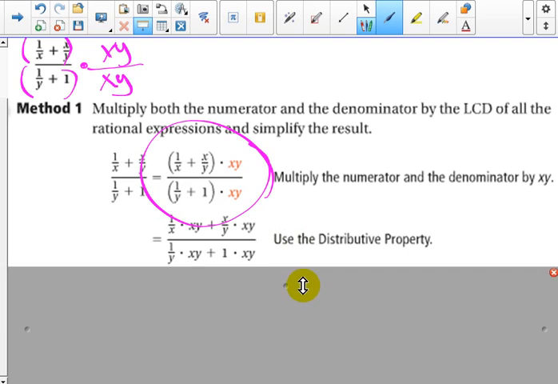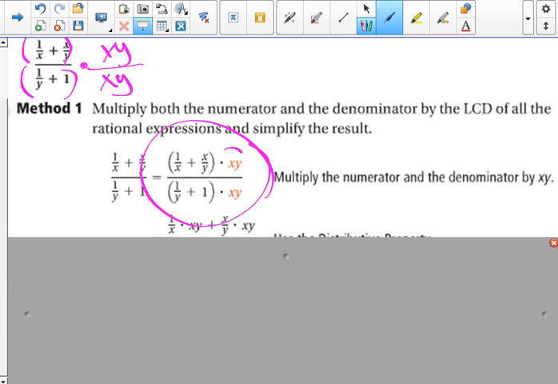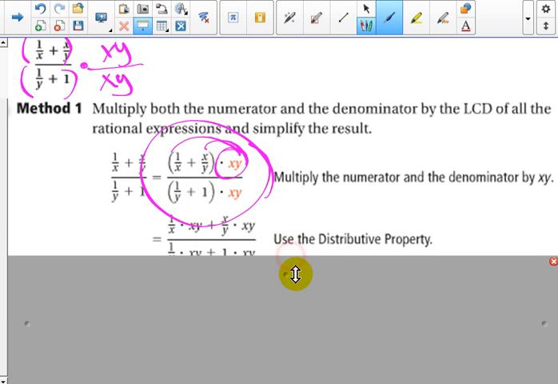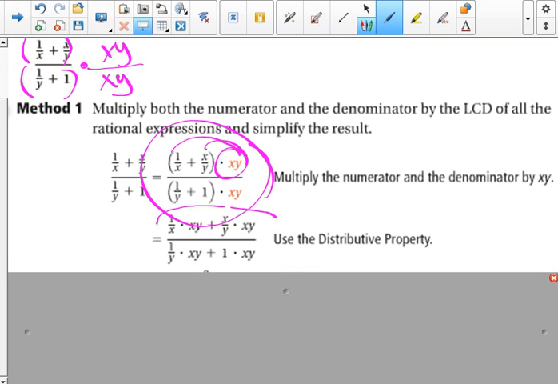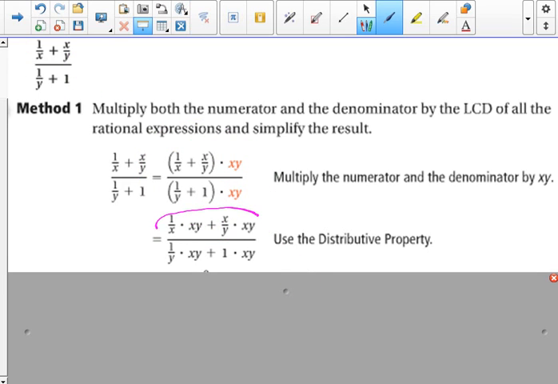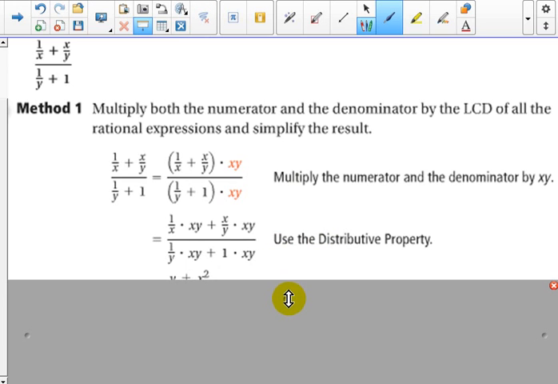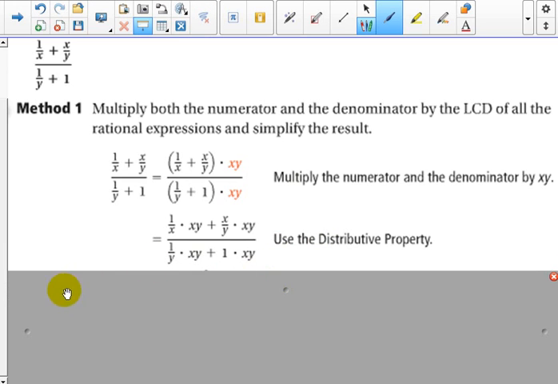Now our next step, we're going to distribute this xy to both terms. So it's going to be 1 times xy and 1 over x times xy and x times xy over y. So that's what's going on here. Let me clear that up. And then we're going to distribute this xy to these two terms. 1 over y times xy and 1 times xy. So we've multiplied everything here by that xy. Now, what they didn't show is how they simplified from here.